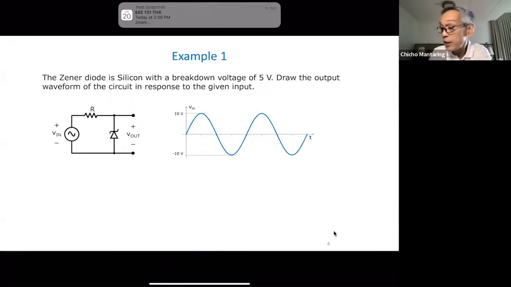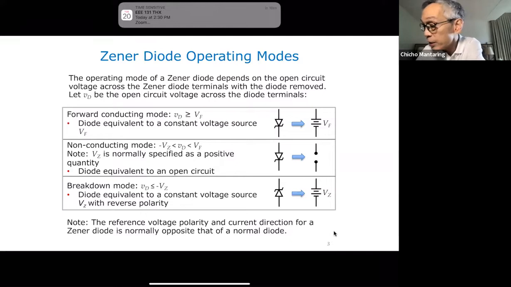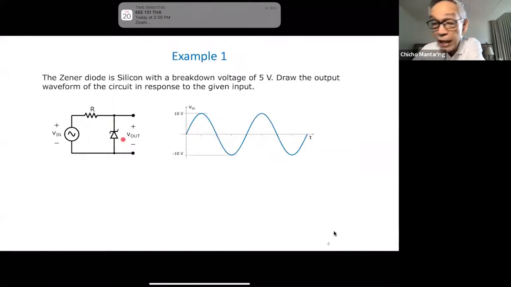Okay, so just to give an example, let's say this is my input. And then I have this circuit. Okay, what will be the response of my circuit? Okay, whenever my input voltage is greater than the Zener, well, how do you determine the response? The way you determine the response is you take the diode out. Ito tatanggalin natin. And you get the open circuit voltage.